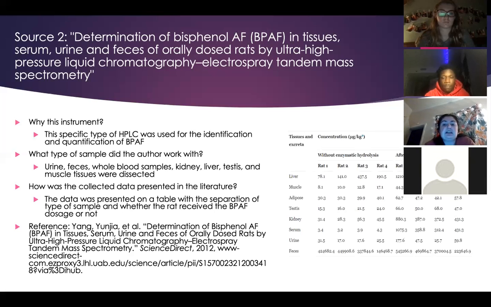How was the collected data presented in the literature? It was collected on a table with the separation of type of sample and whether the rat received the BPAF dosage or not. The data was clearly displayed with the concentration of BPAF in dosed and non-dosed rats. The difference between each is on the table for easy comparison of the concentrations. A highlight of this experiment is it was successfully applied to the determination of BPAF in tissues and excretion of orally dosed rats.